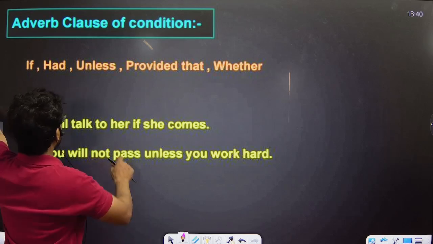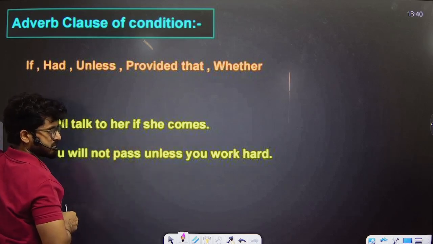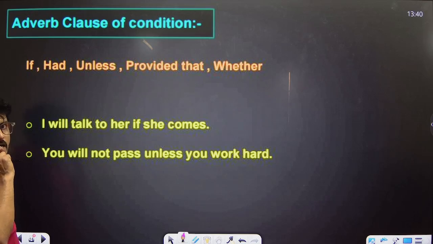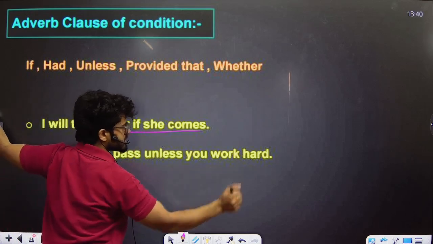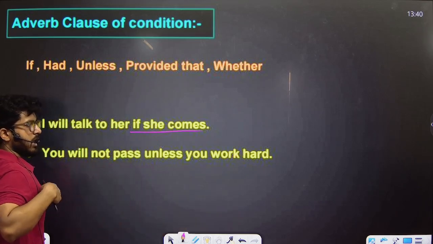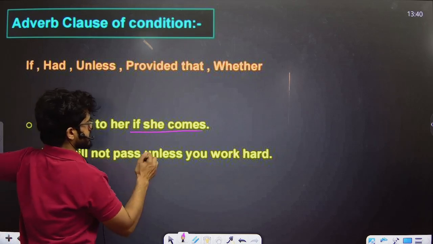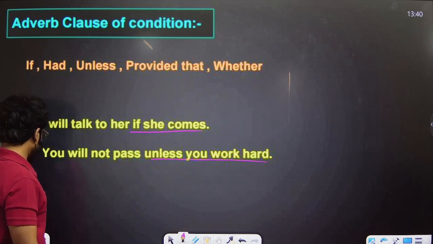Okay, like I will talk to her if she comes. Okay, sorry, that is the condition. We are talking about the condition. Okay, if, unless, kinds. I will talk to her if she comes. मैं बात कर लूंगा उससे अगर वो आती है तो. Got it? You will not pass unless you work hard. तुम पास नहीं करोगे जब तक तुम मेहनत नहीं कर लेते.